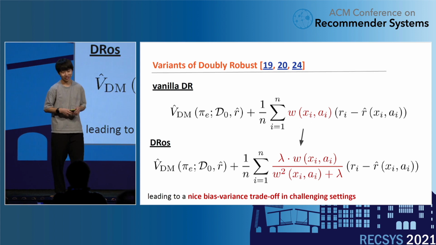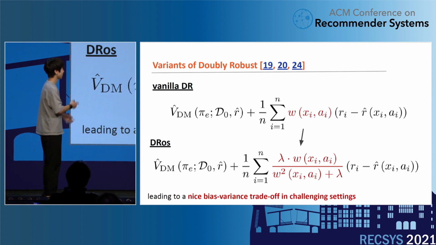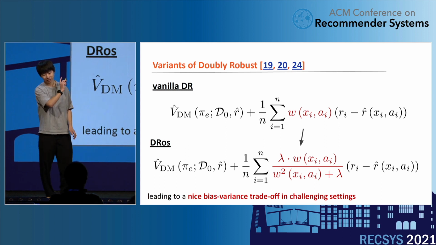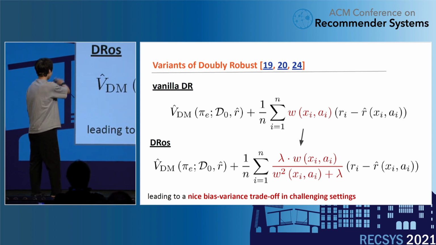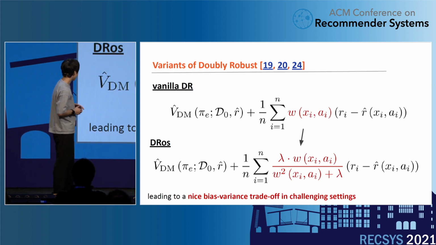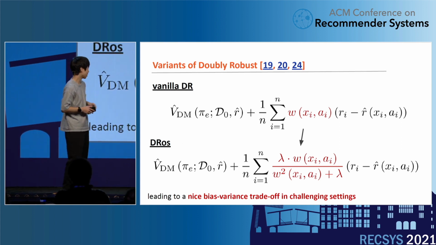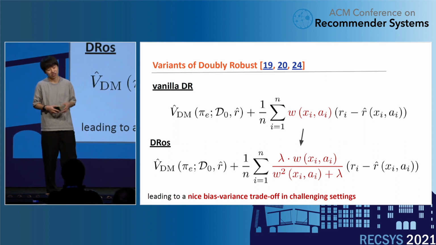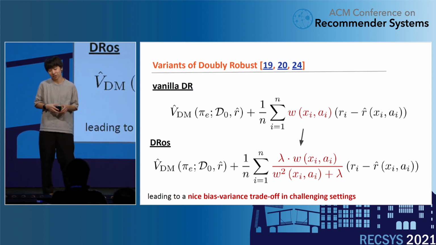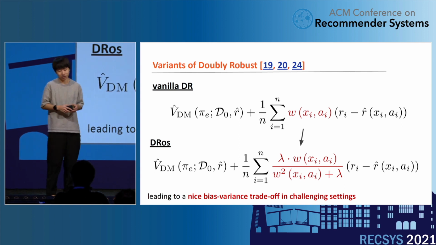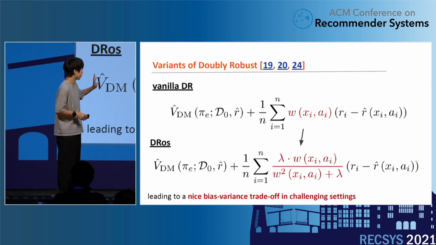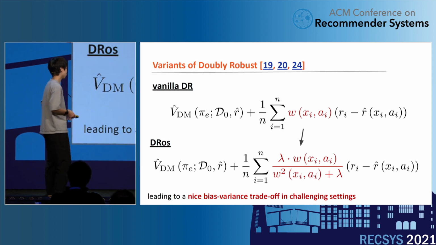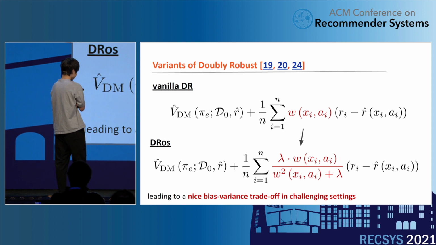Again, if you are interested in more detail in theory, you can just go to reference paper 19. I think it's a great paper. But simply speaking, this modified version of importance weight leads to a nice bias trade-off in the challenging setting. So I think the motivation is very clear. We just want to do better in the challenging setting. We want to beat the direct method in the challenging setting. And this modification is a trick, or a tool, to do this, right?